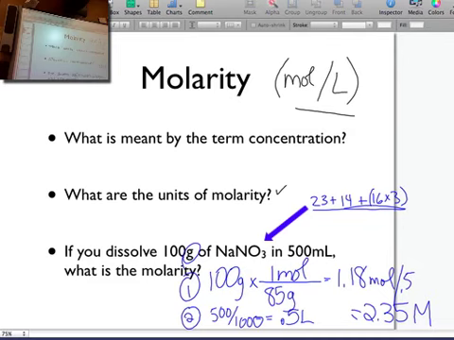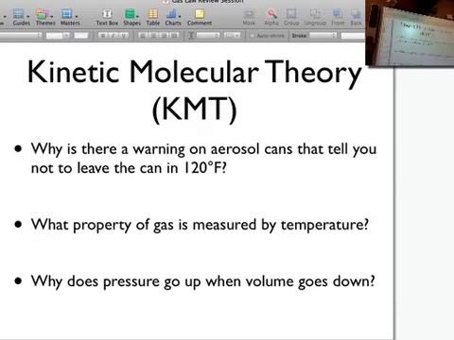Where did you get those numbers? These are some thought questions for you guys in terms of kinetic molecular theory. You've answered this before in a worksheet.